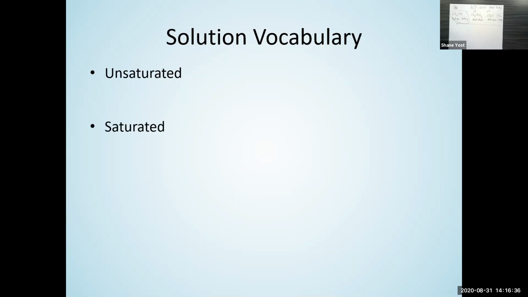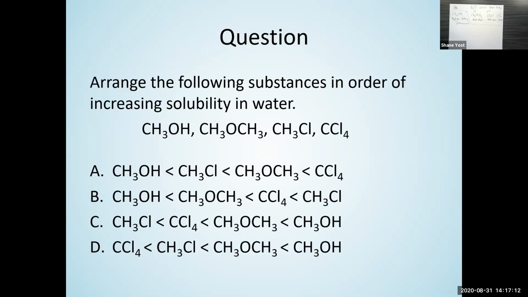A saturated solution, then, how would you try to describe a saturated solution? Yeah, right. A saturated solution cannot absorb more solute. It has reached equilibrium with solid solute. So we'll talk a lot more about equilibrium later in the semester. But a saturated solution is in equilibrium with the ions in solution and then some amount of solid sitting around.